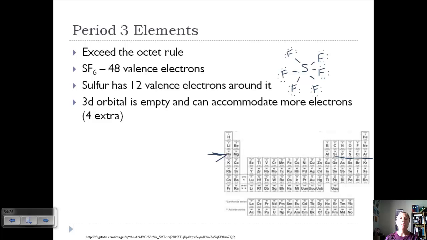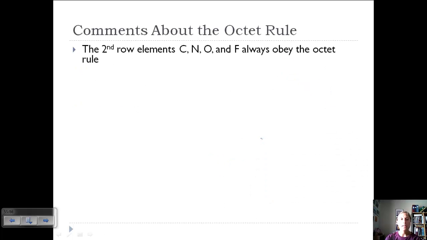And this is mainly due to the fact that the 3d orbital is empty, and so it can accommodate more electrons. Remember how we talked about 4s having a larger quantum number than 3d, and d will take some electrons, especially to make the shell half full. Well, that's kind of what's going on here, but since that 3d is empty, we can add more electrons in there. Okay, so a few things about the octet rule. Remember, the second row elements, carbon, nitrogen, oxygen, and fluorine, will always obey the octet rule.